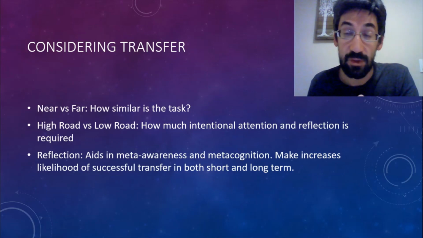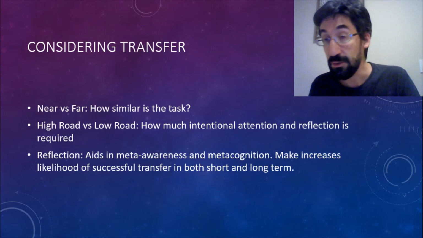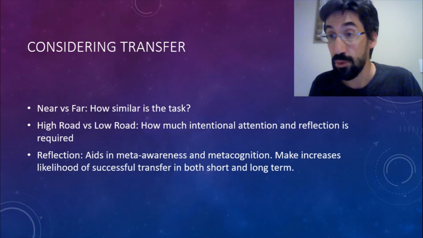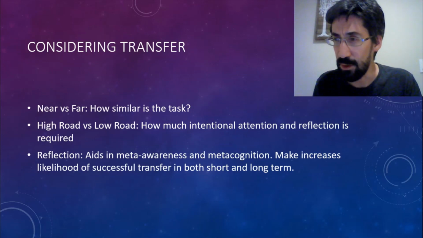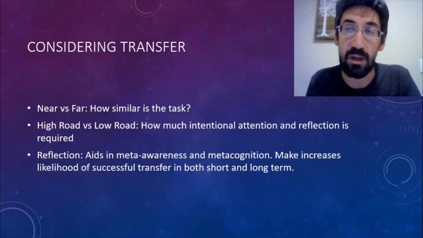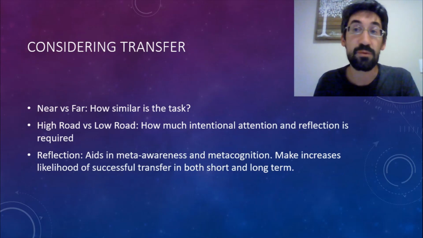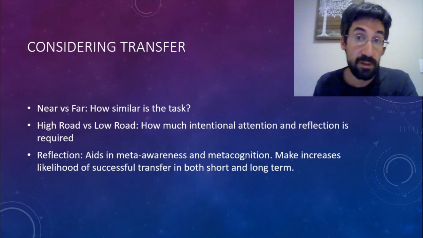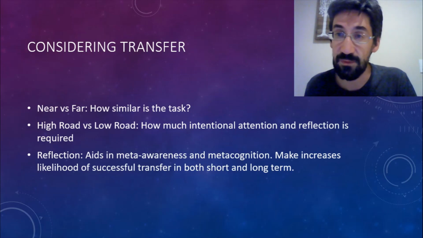We also want to think about transfer in terms of how you are going to be able to take what you're learning in this class or any other class and carry that with you into other kinds of contexts, whether those are future courses or your civic life or your career after you graduate. So transfer is important in this course in a couple of different ways. One thing that is key to this concept of transfer, and something that we're going to be doing quite a bit of in this course, is reflection, which helps you with meta-awareness and metacognition, the ability to think about your own thinking. And it increases the likelihood of successful transfer in the short and the long term.